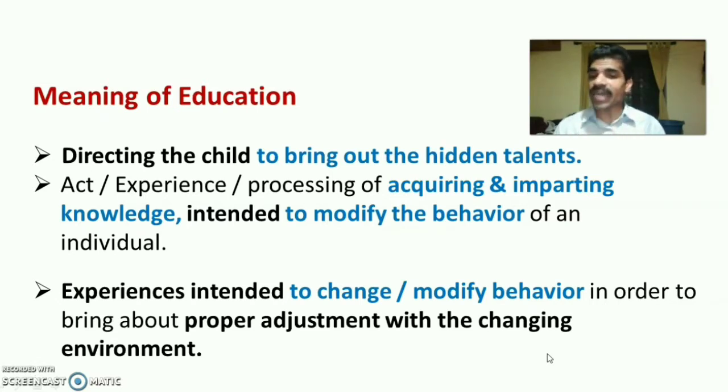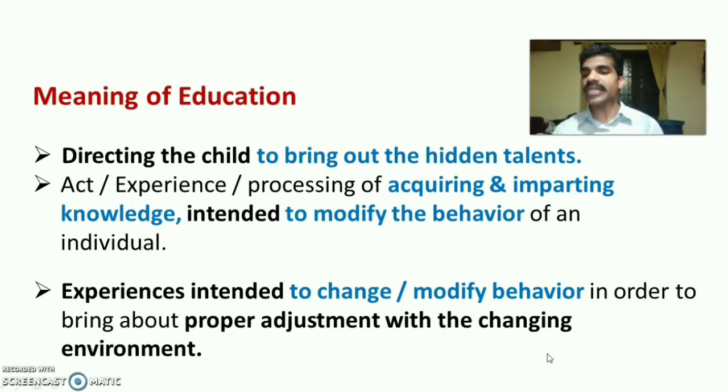Then education is an act, an experience, a process, a series of activities. It is a process of acquiring and imparting knowledge, receiving and giving knowledge to someone with the purpose of modifying the behavior of that particular child or scholar, or the personality of the individual. So the ultimate goal of education is the modification of behavior, to modify the personality of a human being according to the social norms.